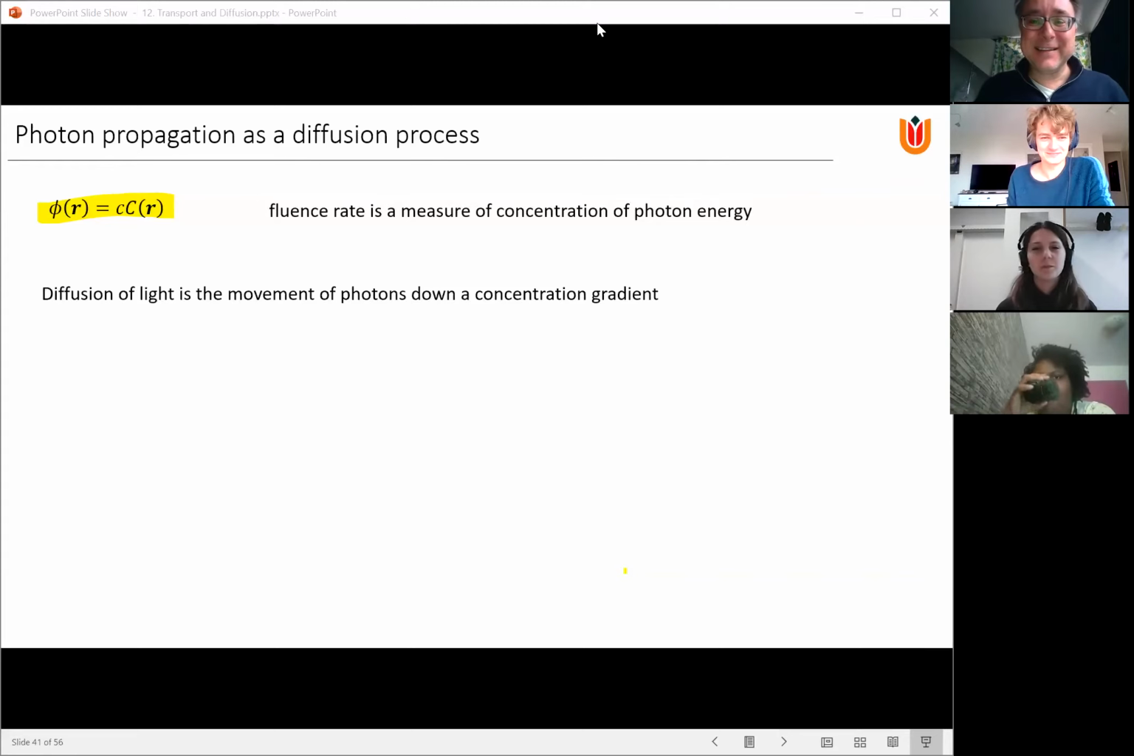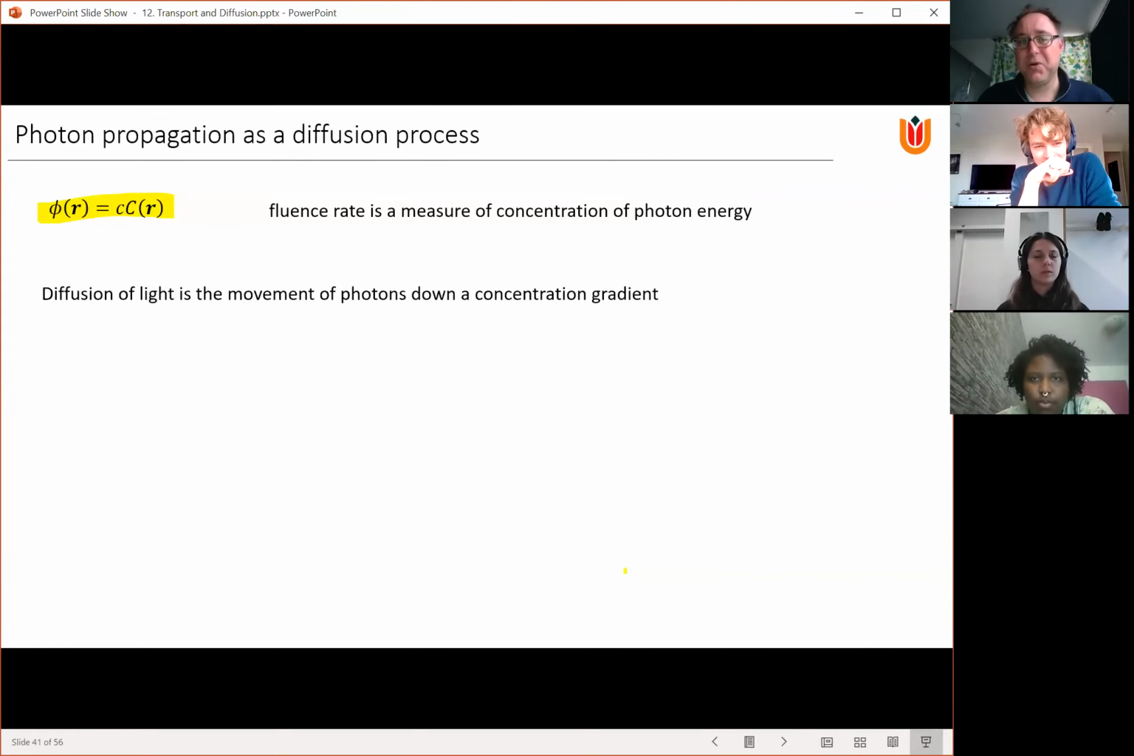Okay, great. Then I'll just continue. So we have then the fluence rate as a measure of the concentration of photon energy, and then the goal is to describe the diffusion of light, the movement of energy of photons down a possible concentration gradient, so down a fluence rate gradient.